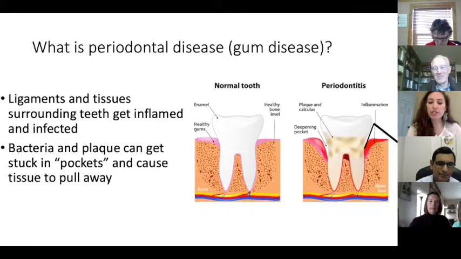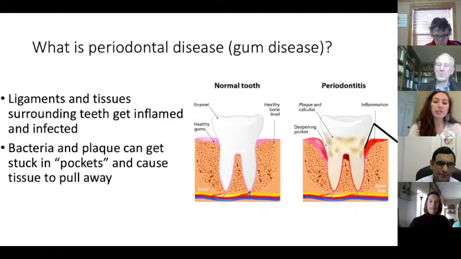The picture shows a tooth, and the tooth sits within bone, which we call alveolar bone. And around the tooth are also some ligaments and tissues, periodontal ligaments. When we have gum disease, and it really should be called bone and gum disease, the tissues around the tooth get inflamed and infected. You can see the normal tooth, and then on the right, the tooth with periodontitis.